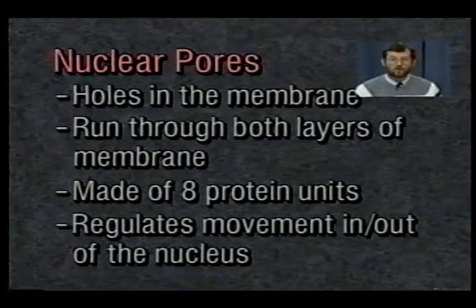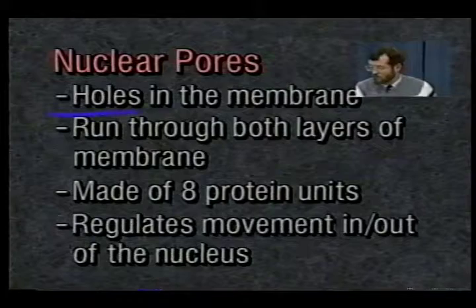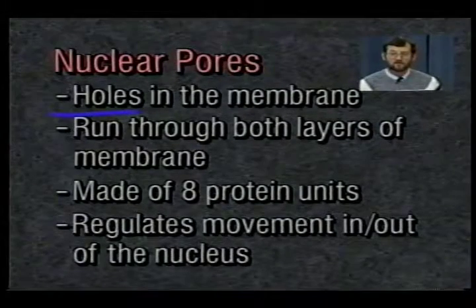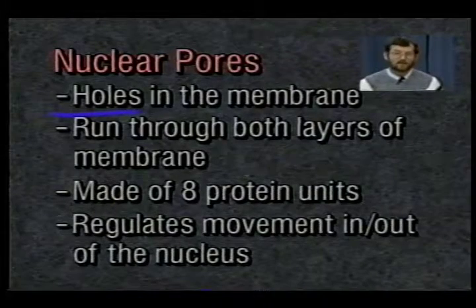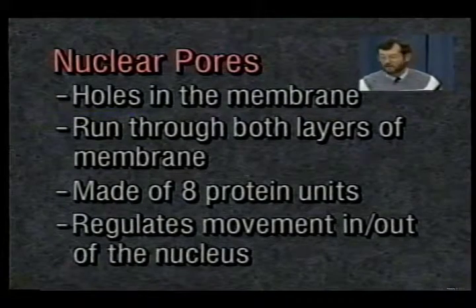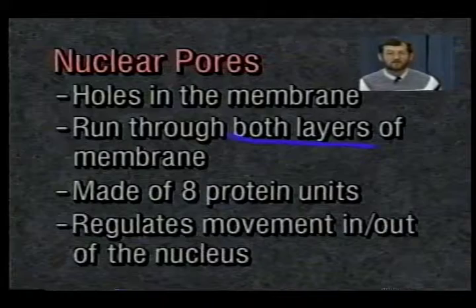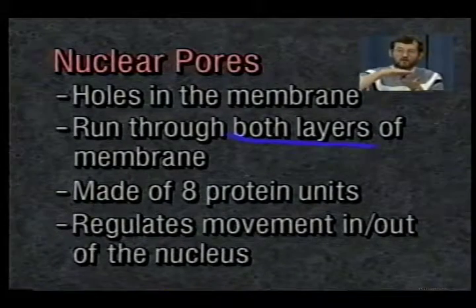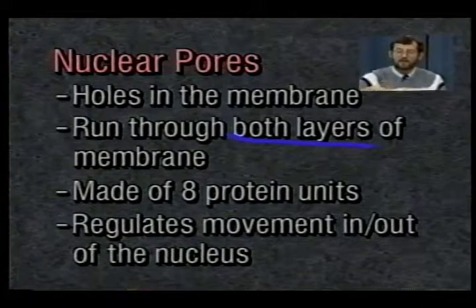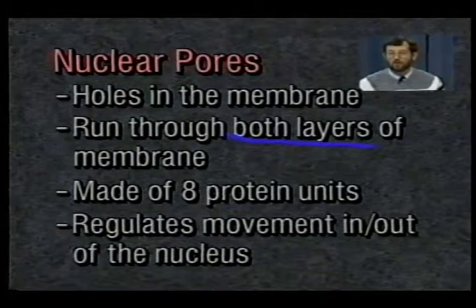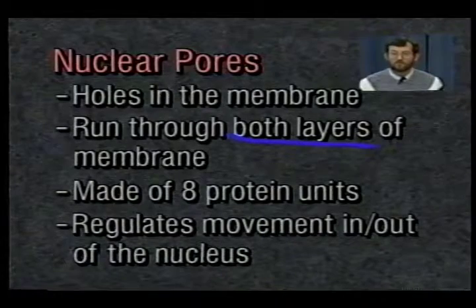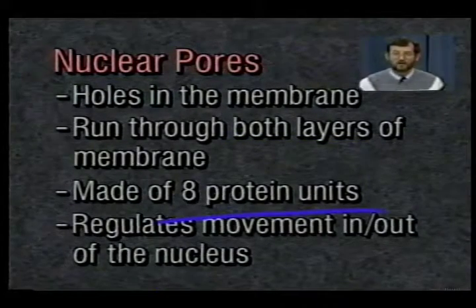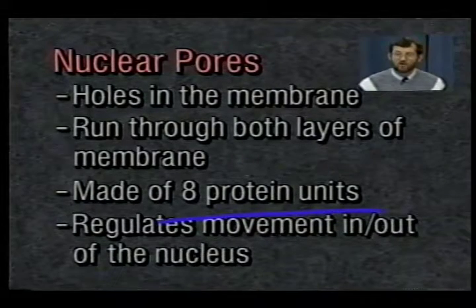Okay, the nuclear pores. These are actual holes in the membranes, and I think you've got some nice diagrams of these in the Swanson book that you can take a look at. One nice thing about the pores, they run through both layers of the membrane. So this isn't a hole in just one of the layers. The hole runs all the way through. It's a complete tunnel or channel, if you like, a porthole that goes all the way through both layers of the membrane. There is a protein structure that regulates and makes the hole there.